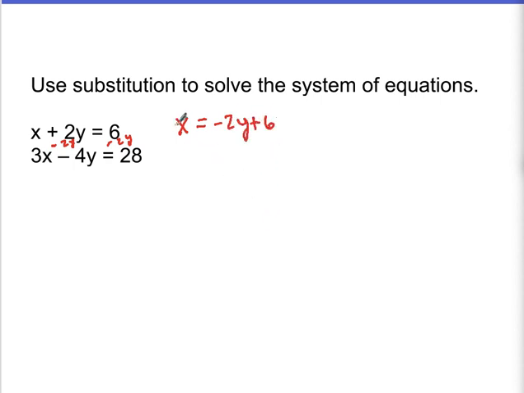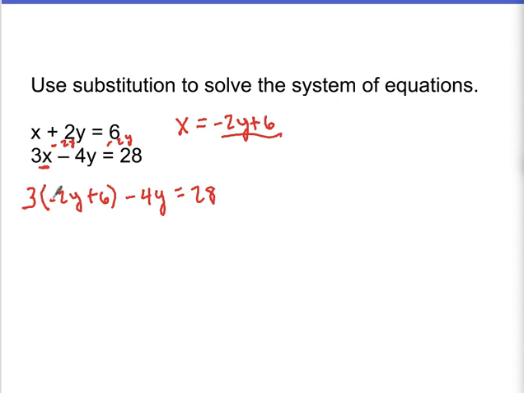This is a little different because now I've got x by itself. On all the other examples I've done so far, I've had y by itself first, but it's okay. We don't have to start with y. We can start with x. X equals -2y plus 6. So here's an x. I can substitute right there. So that would be 3 times -2y plus 6 minus 4y equals 28.